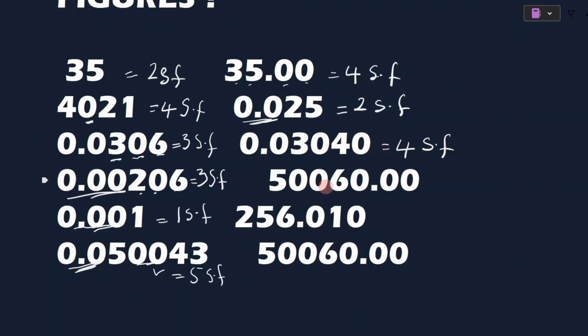And then when we look at this one, there is a presence of a decimal point here. That means all the trailing zeros here are significant. Therefore, we have 1, 2, 3, 4, 5, 6, 7. We have 7 significant figures. And if you look at this here, we also have the presence of a decimal point, meaning that even this trailing zero is significant. So we add 1, 2, 3, 4, 5, 6. We have 6 significant figures.